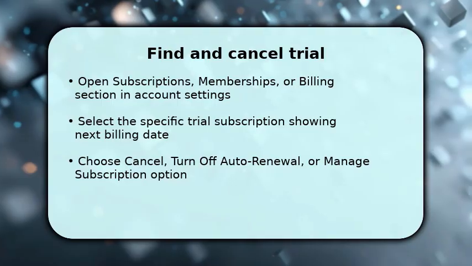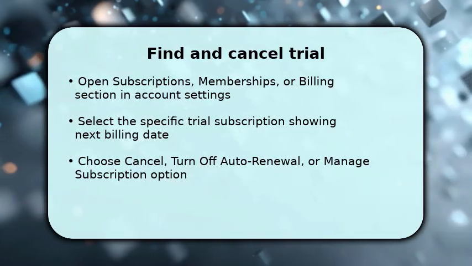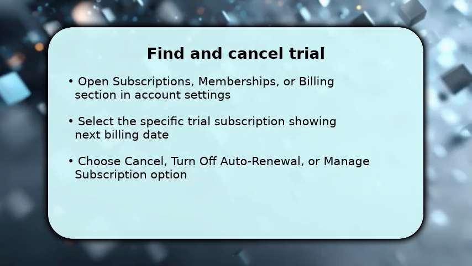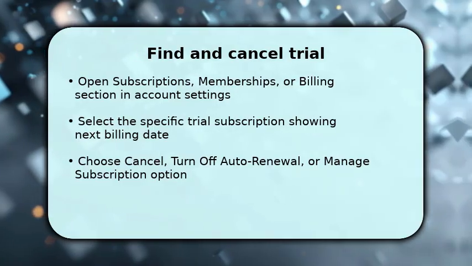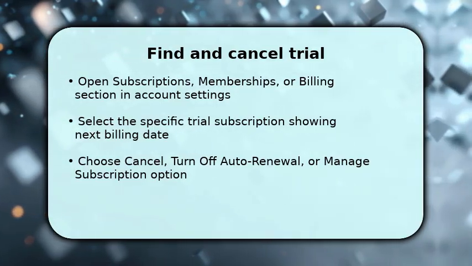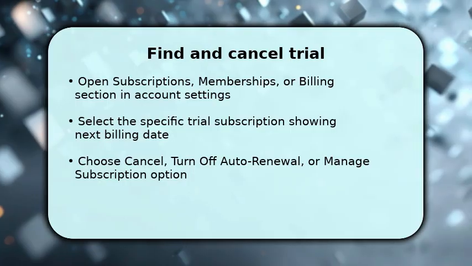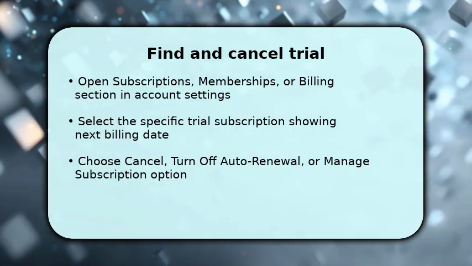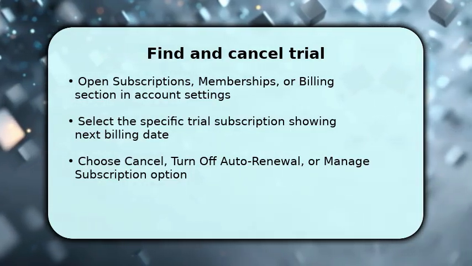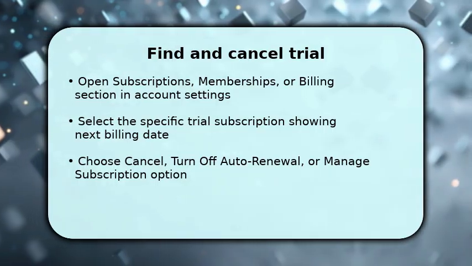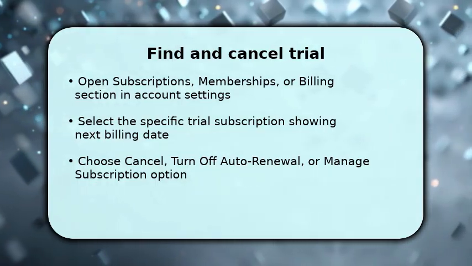Once you're in billing, locate the subscription that lists a trial or upcoming charge and tap it to view details. You want to confirm the next billing date and any prorated charges so you know what you'll avoid. Then choose Cancel or Disable Auto-Renewal. Some services require you to confirm twice, which prevents accidental loss.